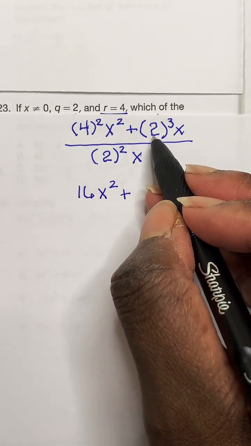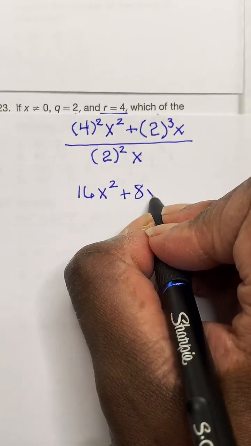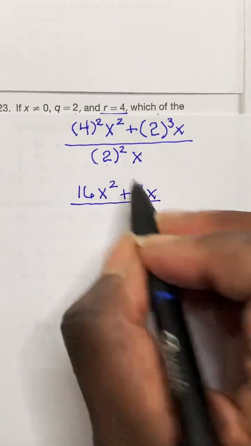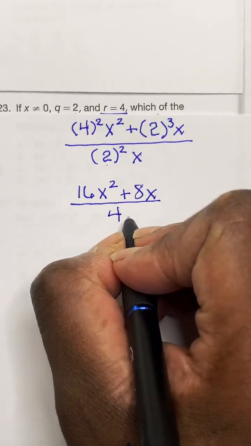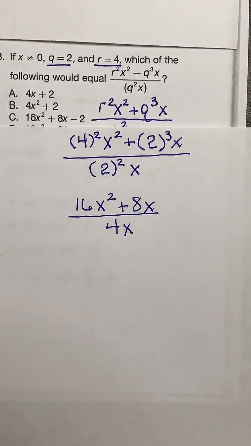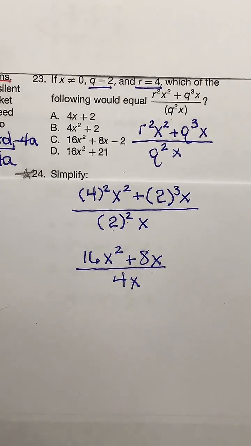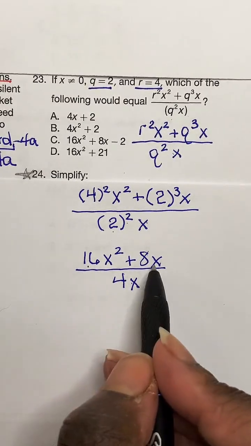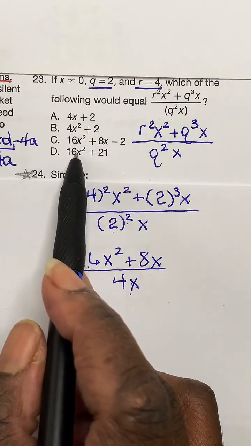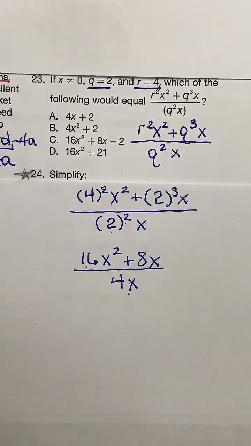So 2 times 2 gives me 4. 4 times 2 gives me 8. Then we already talked about what 2 squared is. 2 times 2 gives me 4. And we bring down its x. So now I'm taking a look at my answer choices, trying to see if we have anything with 16 plus 8 over 4x. Well, if you notice, I don't see any fractions. So something is telling me I need to reduce this a little bit more.